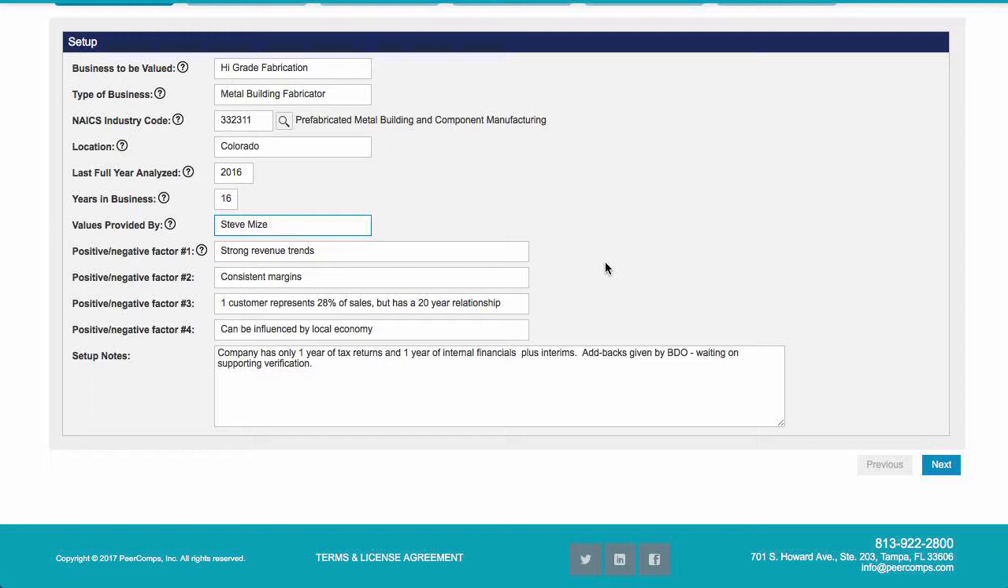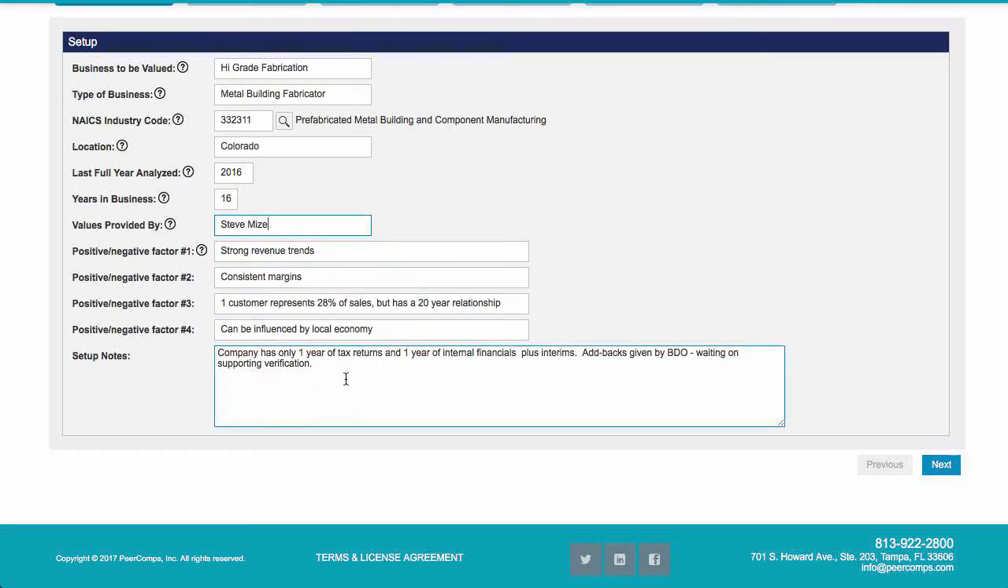And keep in mind, these are simply going to be posted in the report. They do not impact the value. They're only going to be posted in the report. So as you work through, they all don't have to be positive factors. Some can be positive, some can be negative.